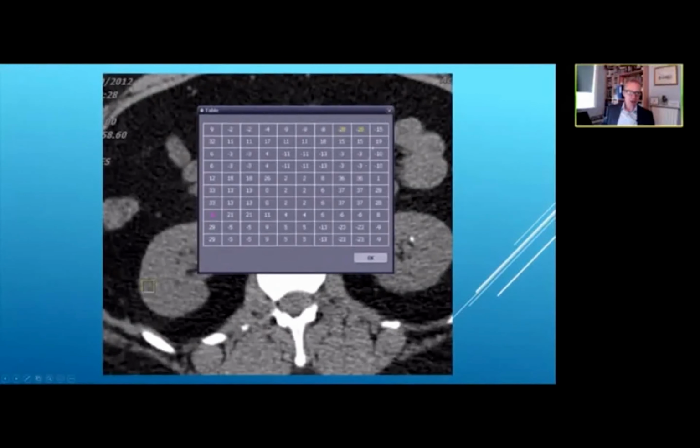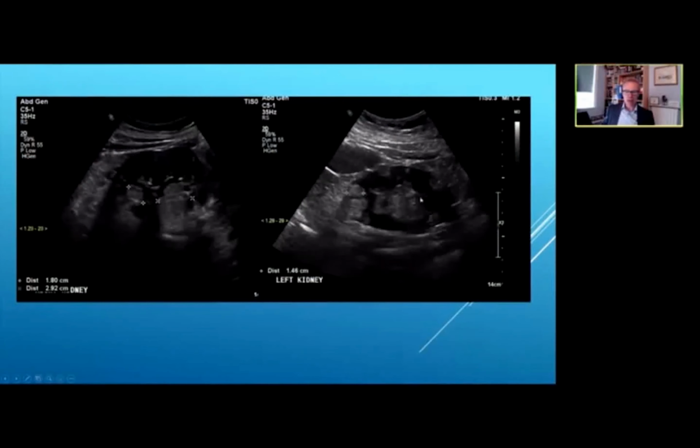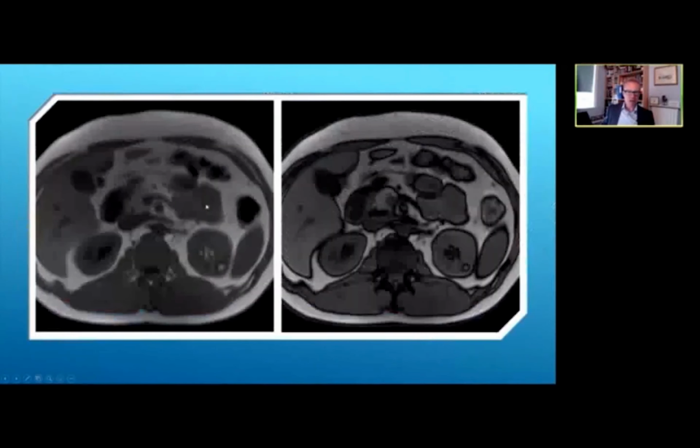It's a bit low. And if you do what's called a pixel map, where it shows you the individual density of each pixel, you can see it's minus 28 here, minus 28, minus 23, minus 23. This lesion contains fat, and this is a lipid-poor AML. These can be difficult to differentiate sometimes. Multiple AMLs on ultrasound, they're bright, very easy to see.